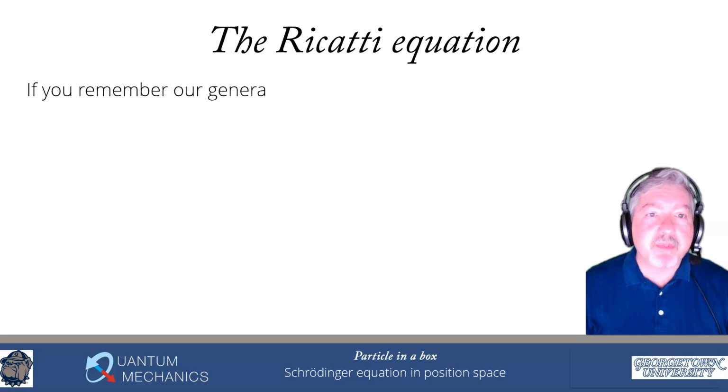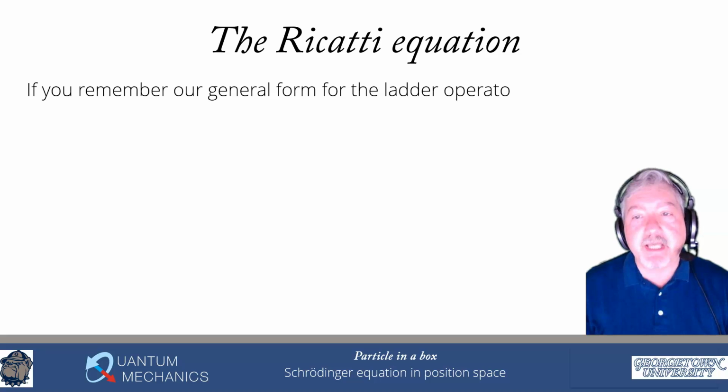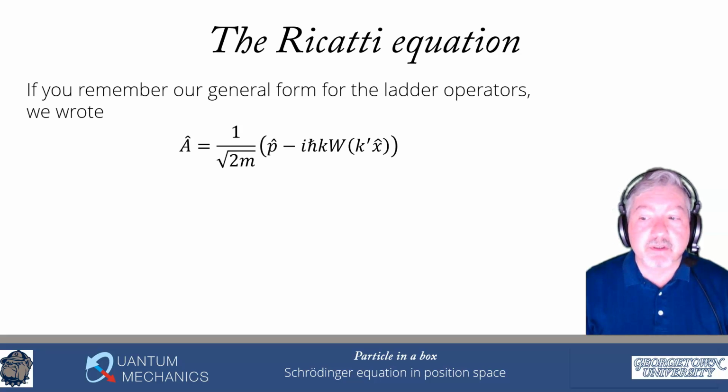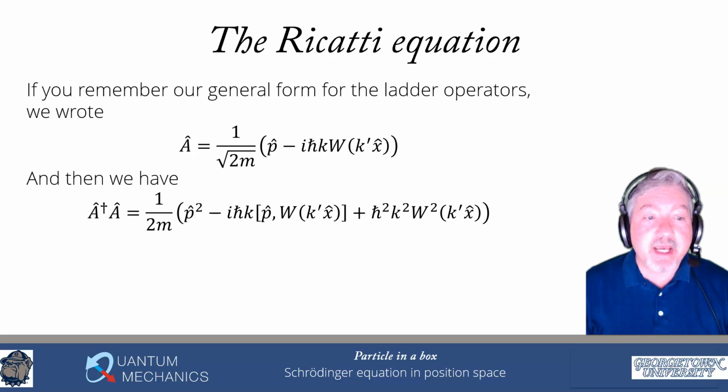So if you remember our general form for the ladder operator, the lowering operator took the form 1 over square root of 2m, momentum operator minus i h bar k superpotential, which we wrote as W of k prime x hat. We would then calculate a dagger a to determine the Hamiltonian. So a dagger a is equal to 1 over 2m p hat squared minus i h bar k commutator of momentum with the superpotential plus h bar squared k squared times the square of the superpotential.